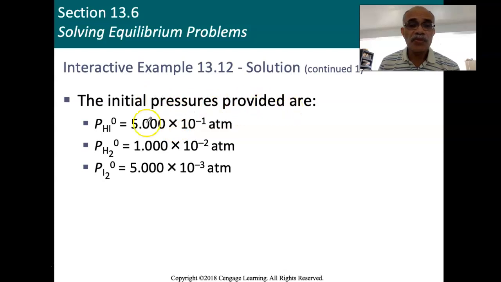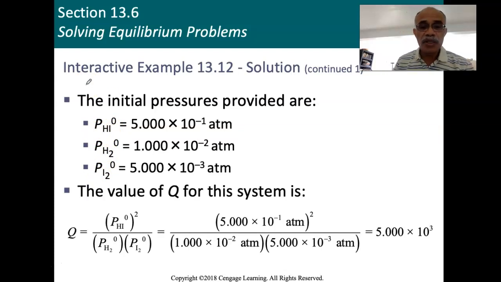The initial pressures are provided, so these are the pressures for HI, H2, and I2. Please note that this should be subscript, so it's not really in the right position; it should all be below. Okay, let's move on. So let's calculate the value of Q. We find out it's 5 times 10 to the power of 3, which is 5,000.